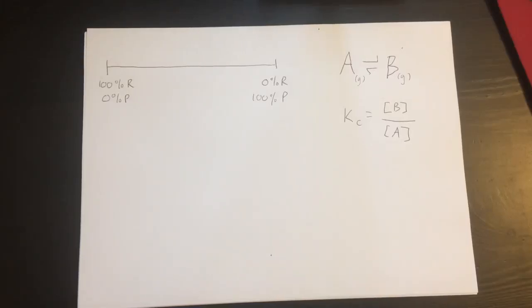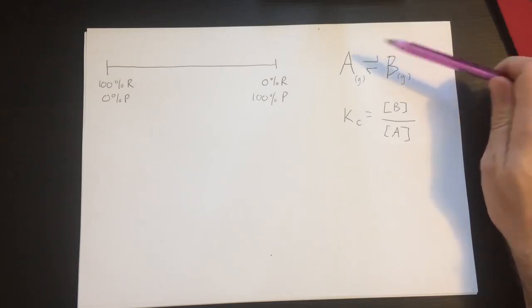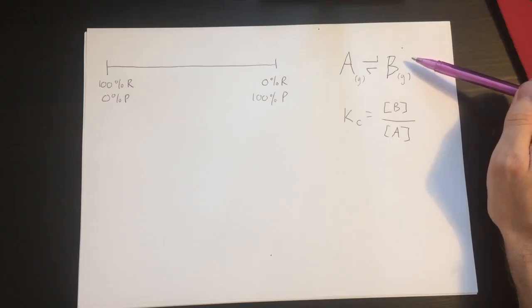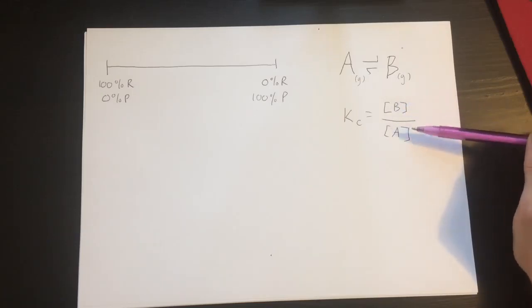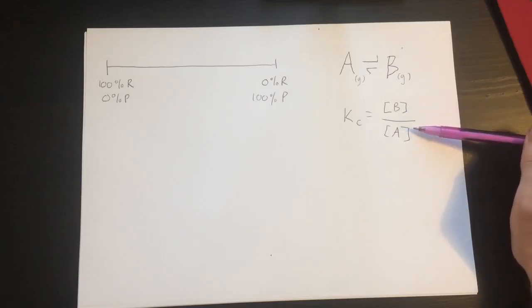Okay, so this is a video explaining what is Kc and what does Kc tell us. What I've set up here is a really simple equilibrium. Gaseous A reversibly goes to gaseous B. And I've written out the Kc expression for that equilibrium, so products over reactants raised to the power of their molar ratio, which in my example is 1 and 1.